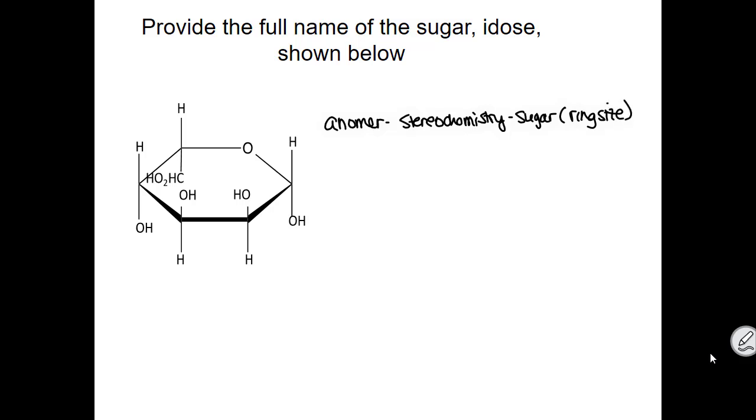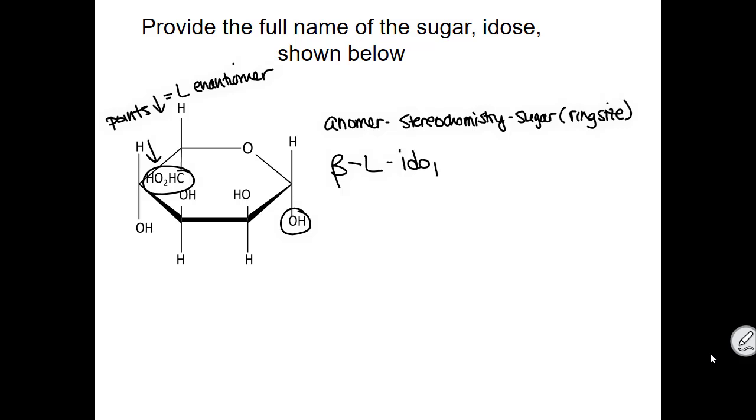So here we look, the anomer is actually the beta anomer because the OH group and the CH2OH moiety are on the same side, so we have the beta anomer. Because the CH2OH group is pointing down, we know that this is the L enantiomer. And we know the name of the sugar is idose, so we go ido. We have a 6-membered ring sugar, idopyranose. So that's how you would answer the question.